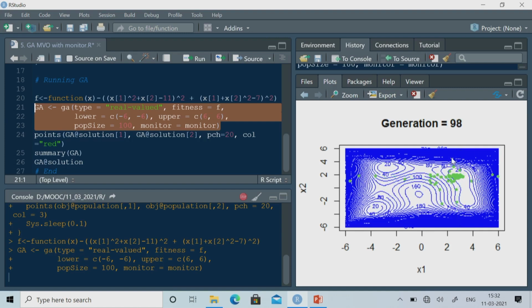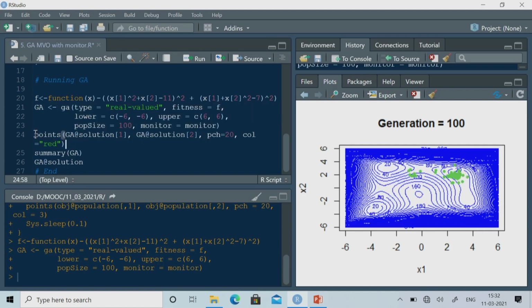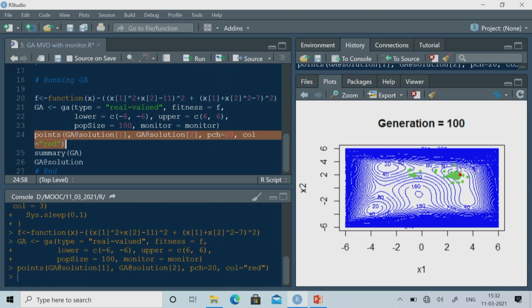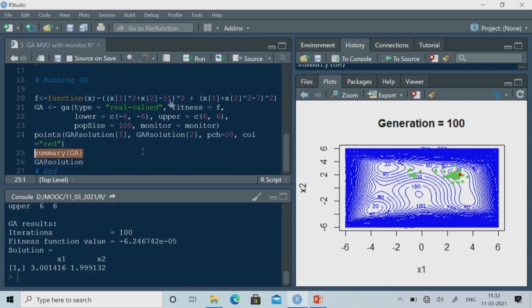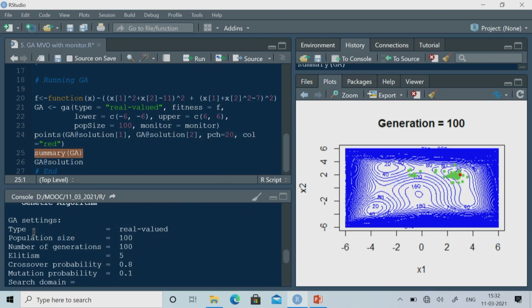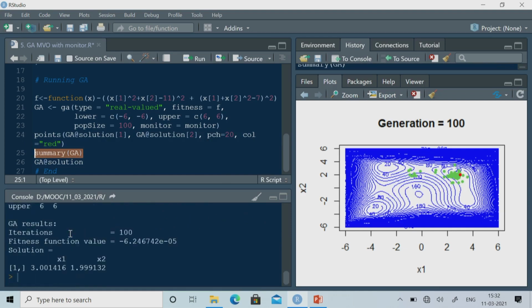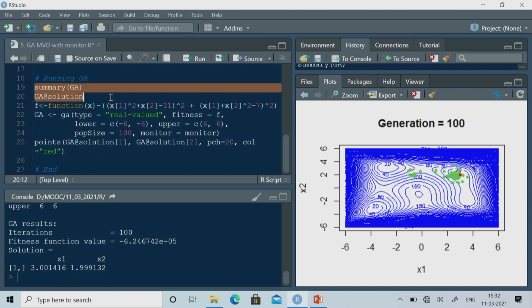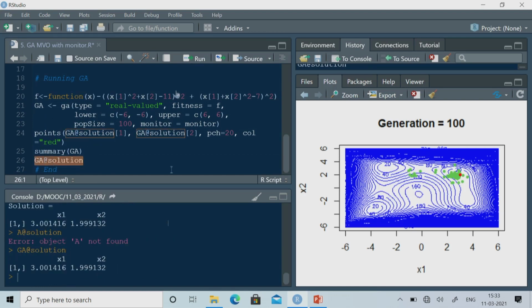So, you can see it will go up to 100 iterations, and so we got the solution. Solution is somewhere here, and just to plot the solution, I have used the points function. I would like to plot the final solution. You can see that this is the final solution we got, and if you want to see the value, I can use GA summary, and GA summary will give you everything, that is what type of setting you have used. And then if I run this particular GA solution, I can see the solution. The solution is 3.00 and 1.99. As you know, you will get the near optimal solution, exact solution you may not get, but I hope this is acceptable to us.